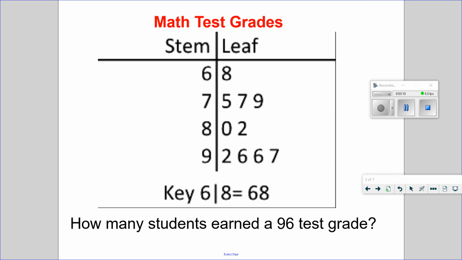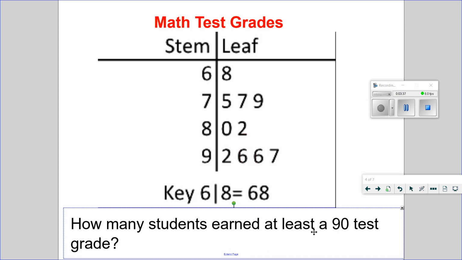So how many students earned a 96 test grade? Some students will say 1. I see 96. But is there another 96? There are actually 2 96s. A 9, 6. So 2 students earned a 96. There was a tie. And how many students earned at least a 90 test grade?